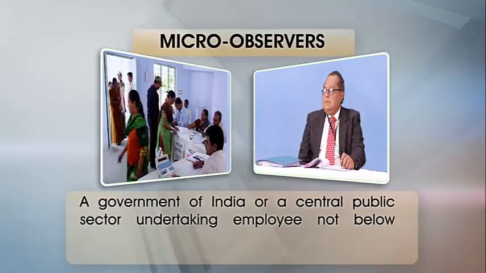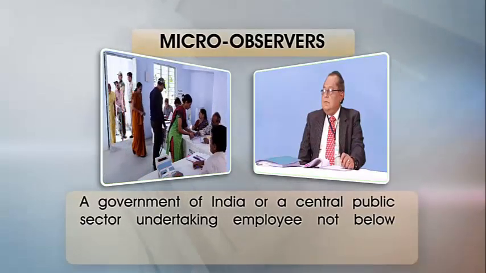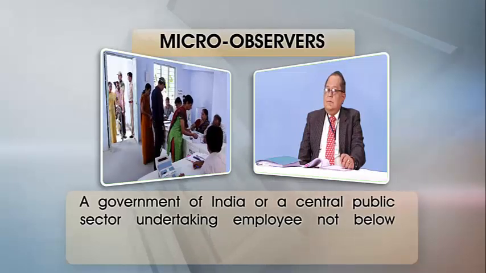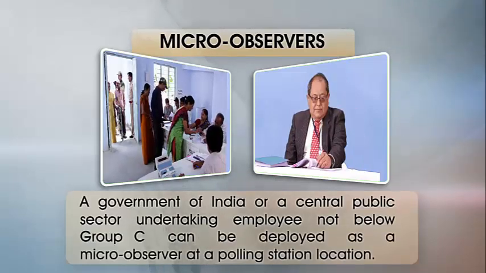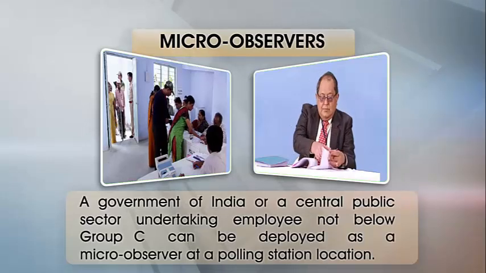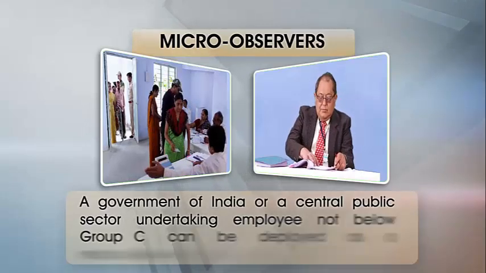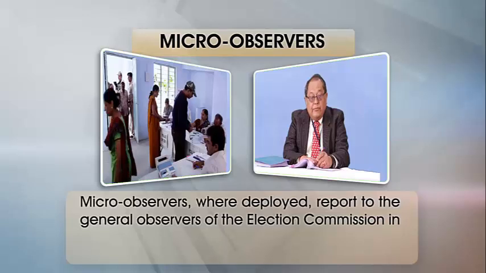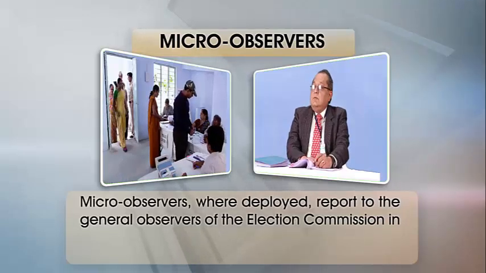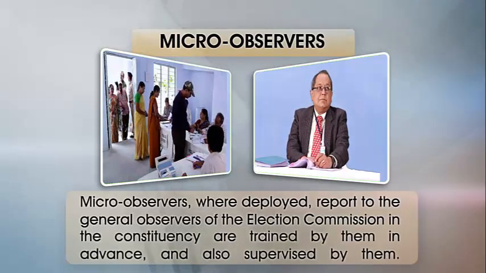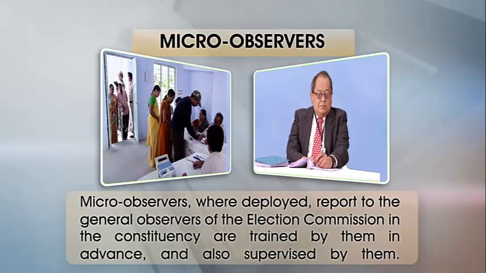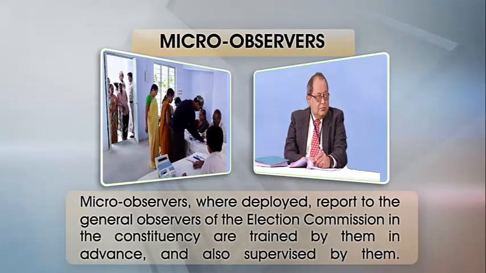Micro-observers. A Government of India or a central public sector undertaking employee not below Group C can be deployed as a micro-observer at a polling station location. Micro-observers, where deployed, report to the general observers of the Election Commission in the constituency, are trained by them in advance and also supervised by them.